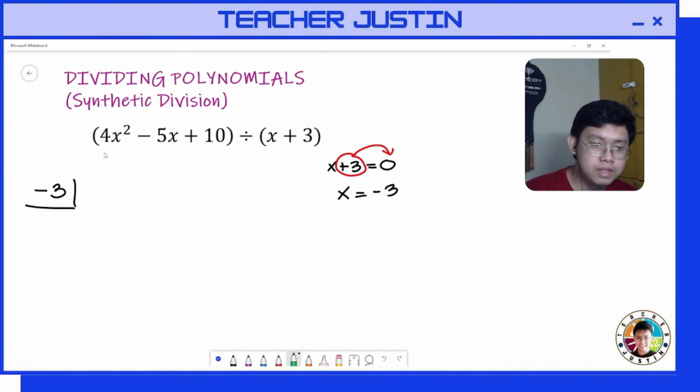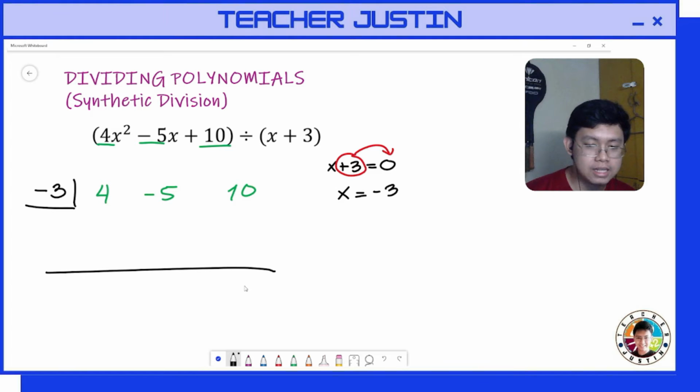For our dividend, we will copy the coefficients of our dividend. So in this case, it is 1, negative 5, and positive 10. So that will be our dividend. Okay? Then let's perform our synthetic division.